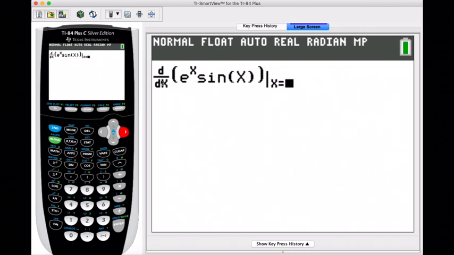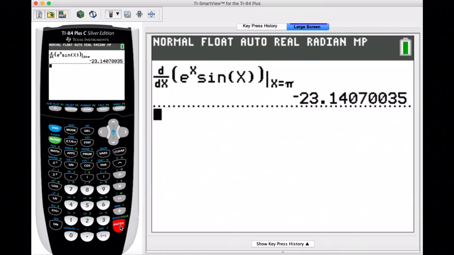And then down here, this vertical bar is notation to mean we are going to take whatever we get as the derivative and evaluate it. So that vertical bar means evaluate. Plug an x value in. So I need to tell it what x value I want to plug it into. I'm going to hit second and then pi because I want to evaluate this at pi. And I hit enter. And I see negative 23.1407.